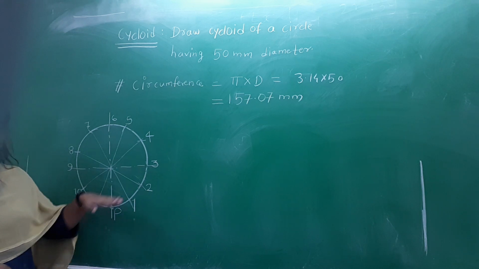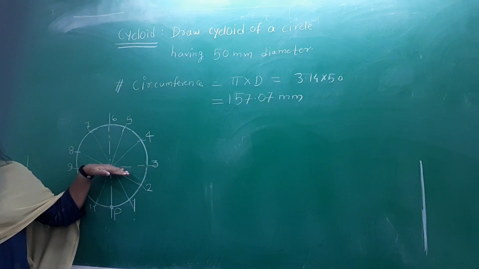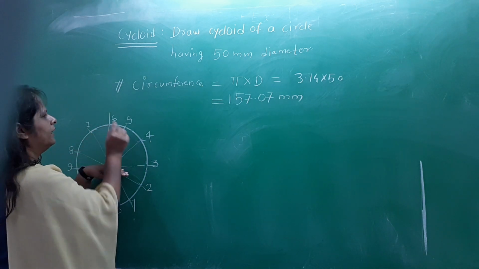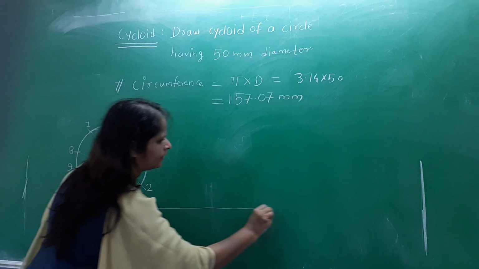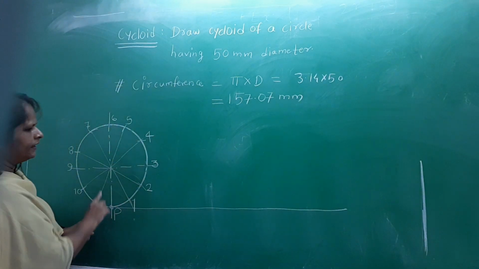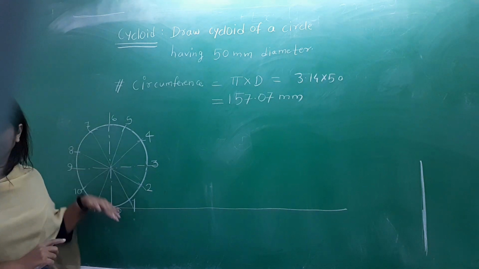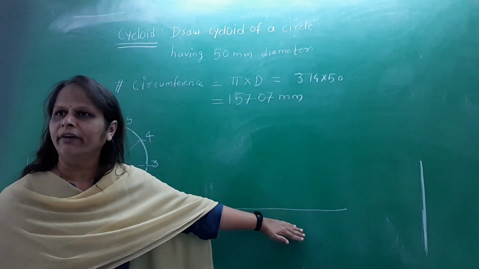After this, what we have to do? Set your drafter parallel to this center line, the horizontal center line, and draw the first line from this. This line should be parallel to the center line. Complete horizontal line we will draw.